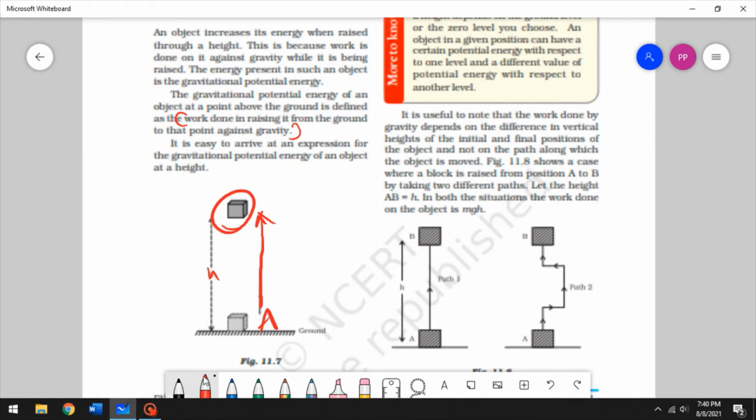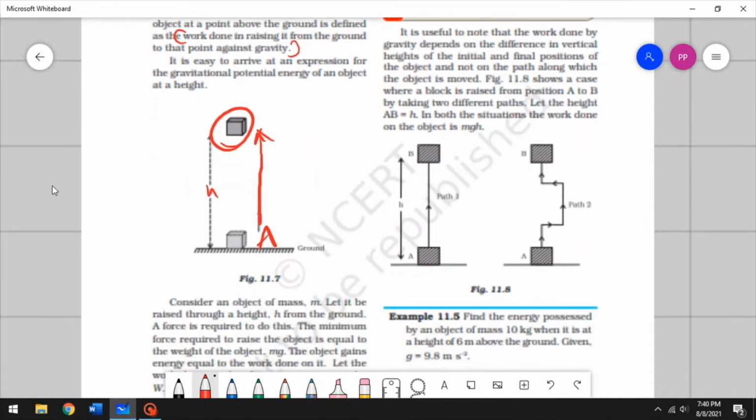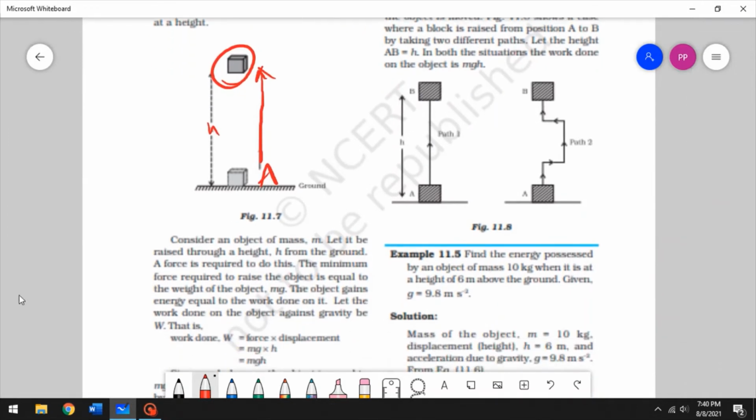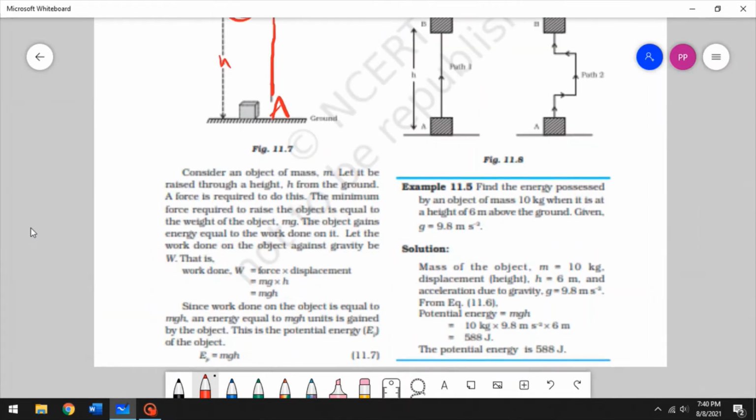Alright, so it is easy to arrive at an expression for gravitational potential energy of an object at a height. So when we consider an object of mass m, alright, and the height h, from the ground, a force needs to do this, right? So the minimum force that is required to raise the object is equal to the weight of the object, and the weight of the object is mg. g is the acceleration due to gravity. Alright, so the object gains energy, and that energy is equal to the work done on it. So let the work done on the object against gravity be W. Alright, so for work done, that is W. W is force into displacement. Force is mg.